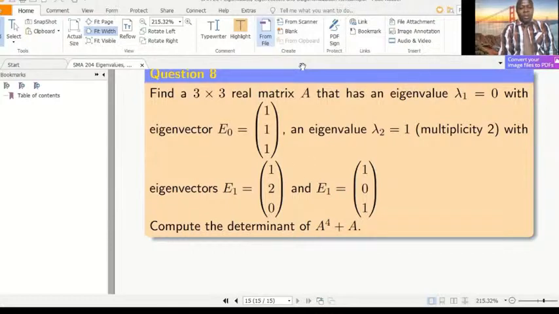So for you to get A raised to 4, first of all, you must get what A is. And A, as you've seen previously, will be given by P times D times P inverse. This is A. But what is P? P, just arrange the vectors as columns of P. 1, 0, 1.